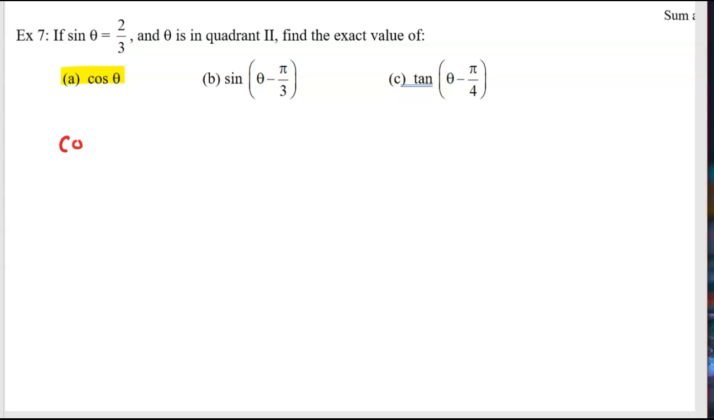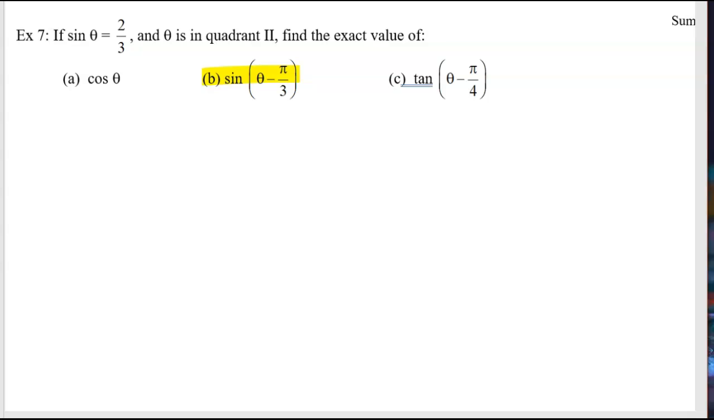Well, cosine of theta is x over r, and the x coordinate in this problem is negative root 5, and the r value is 3. Done. Nothing to do with the sum or difference formulas. Okay, that takes us to part B.